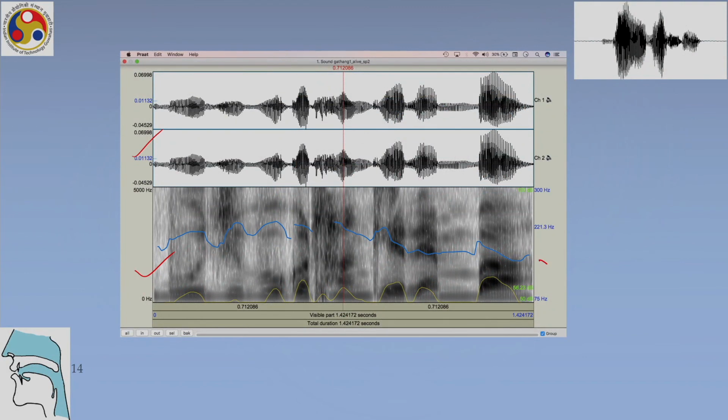So, this is a spectrogram. We will study in the next lecture how to read spectrograms. Till that time, you can see that in the bottom part of this picture, this looks like a photograph, and for that reason it is called visible speech.